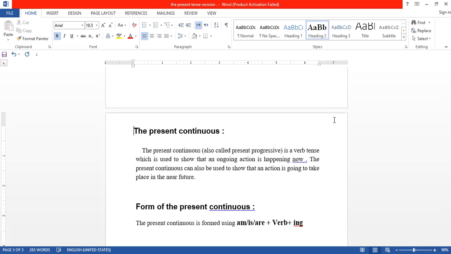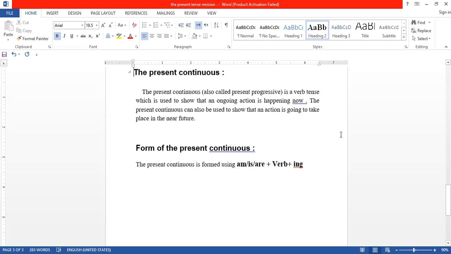Yes, it's clear. And again, as I said in the beginning, the present continuous belongs to the present tense in general. It's a subtense which belongs to the present tense. Okay?